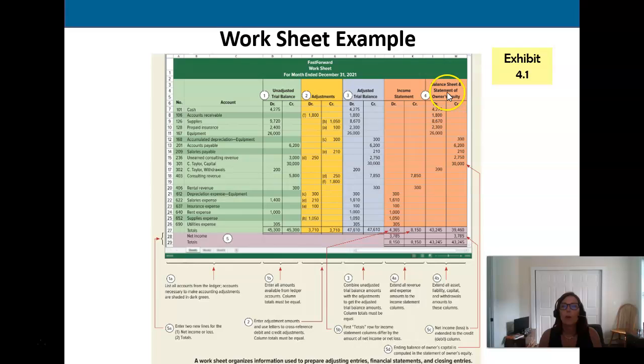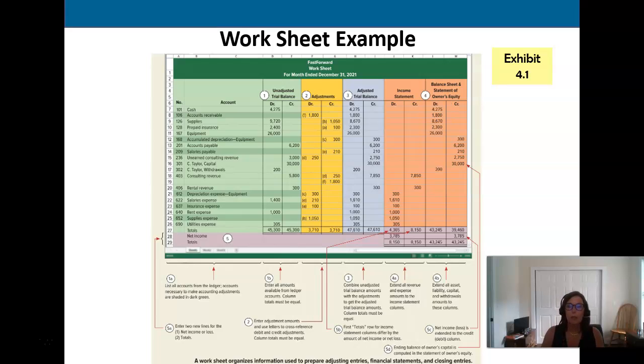Then over in your balance sheet and statement of owner's equity columns, you are going to also pull all of the assets, liabilities, equity, and withdrawals into those corresponding columns, and you are going to total those up. Now, yes, those debits and credits don't equal. The reason they don't equal is that on this balance sheet, there's a piece missing.